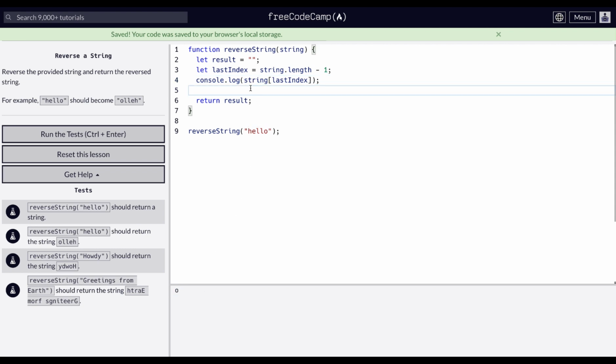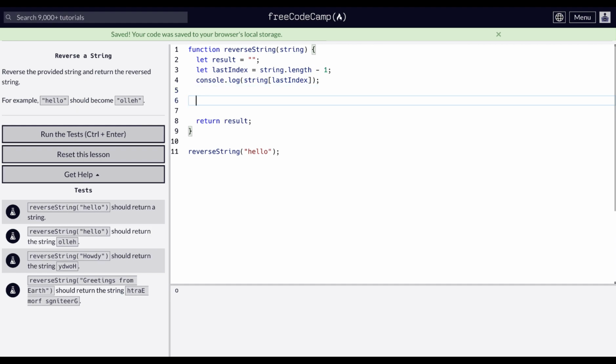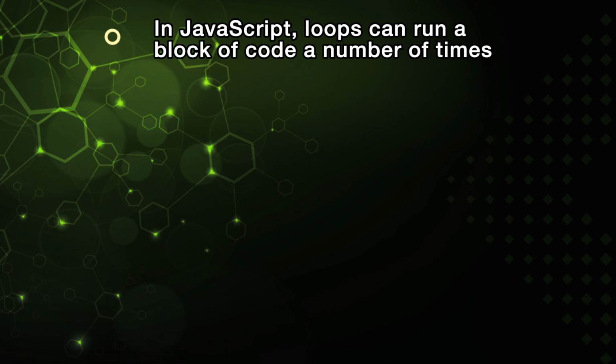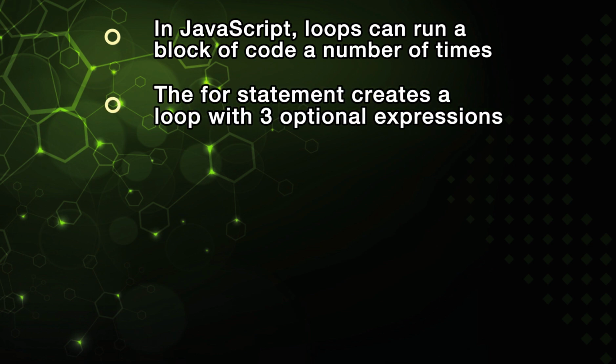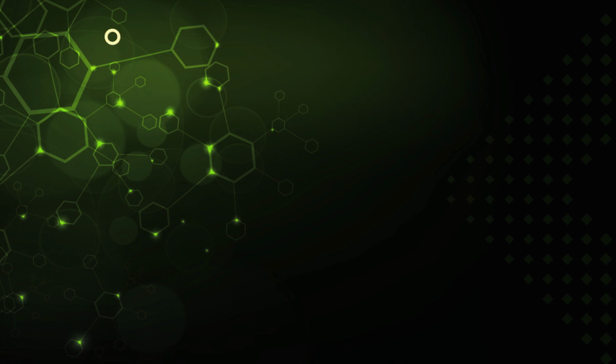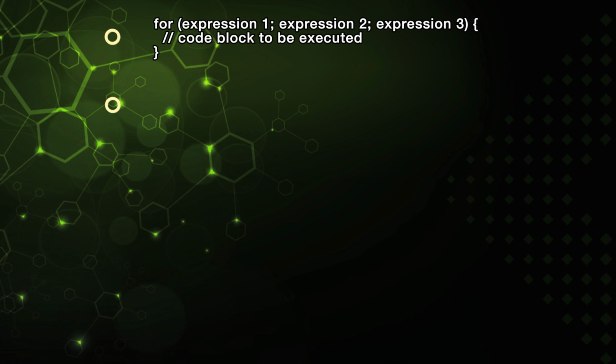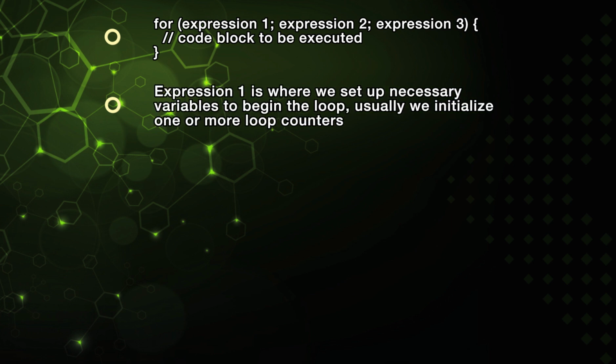Next, we will use a for loop to loop through our string. In JavaScript, loops can run a block of code a number of times. The for statement creates a loop with 3 optional expressions. Expression 1 is where we set up our necessary variables to begin the loop. Usually, we initialize 1 or more loop counters.